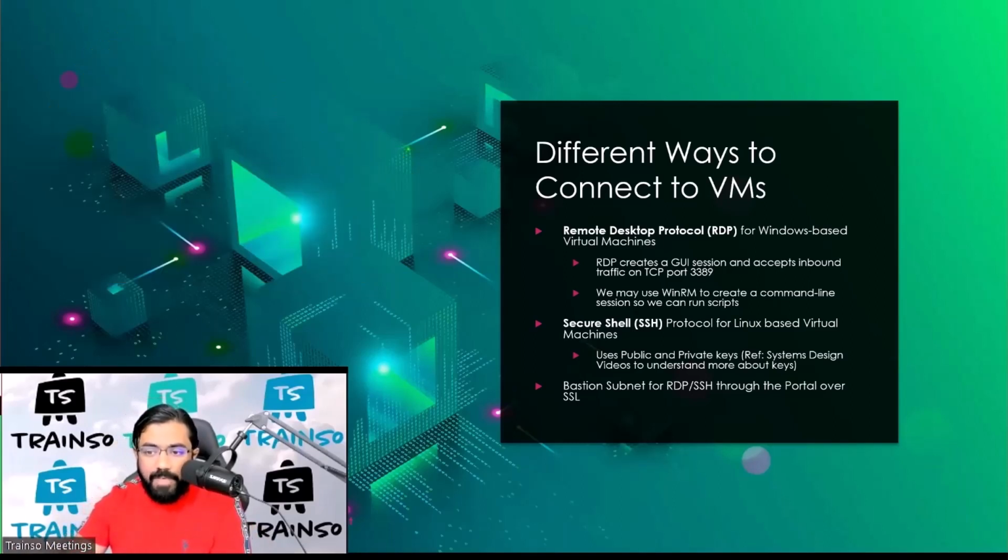And finally, you have a Bastion subnet option for RDP or SSH through the portal itself over SSL. So you don't need any clients. For remote desktop and for SSH, you need some clients on your machine. For SSH, PuTTY is a popular tool that you can use from a Windows machine to connect to your Linux virtual machine.